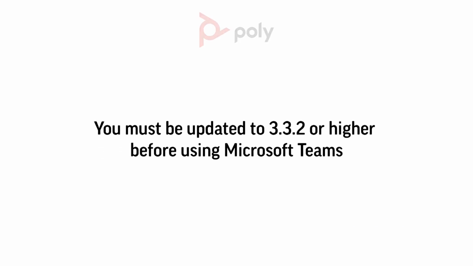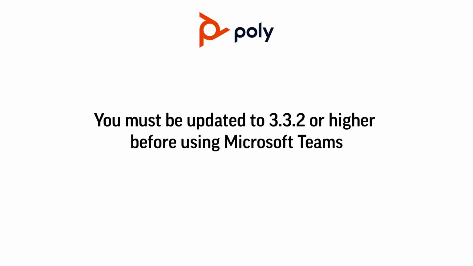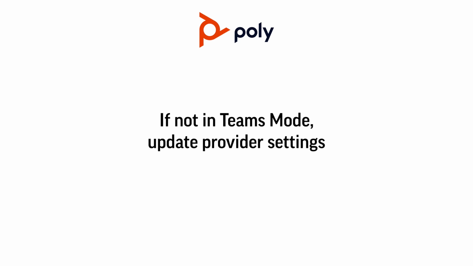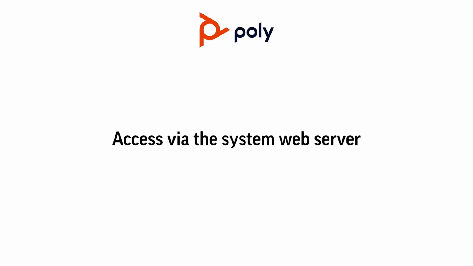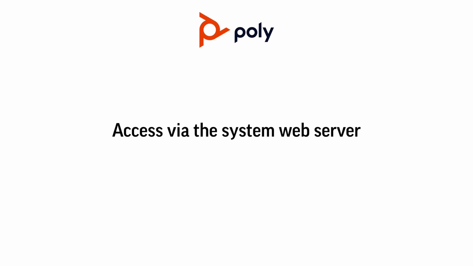If the firmware version is lower than 3.3.2, then you'll need to update the system first. If the system is not in Teams mode, you'll need to change the provider settings. You can do so through accessing each system's web server. Here we'll show you web browser access to make changes.